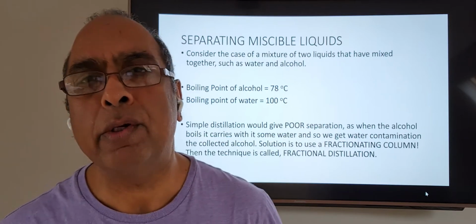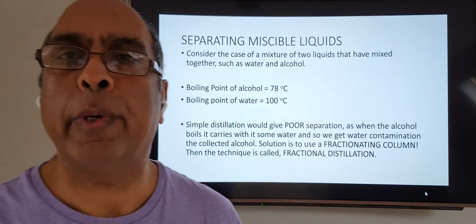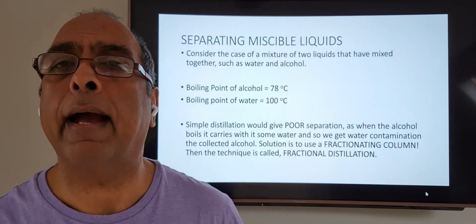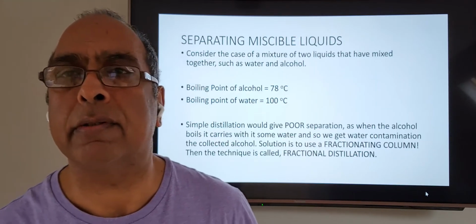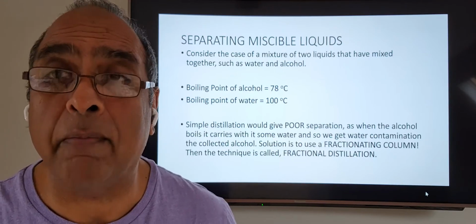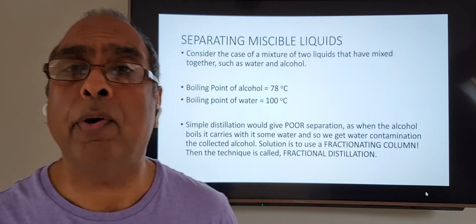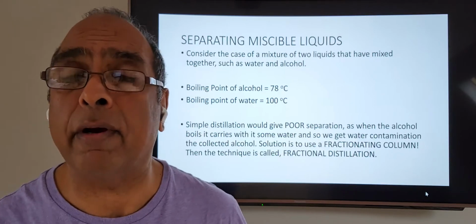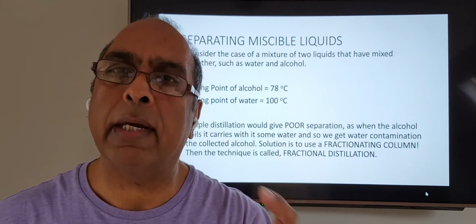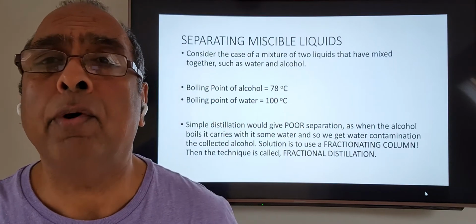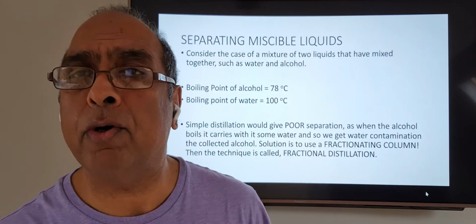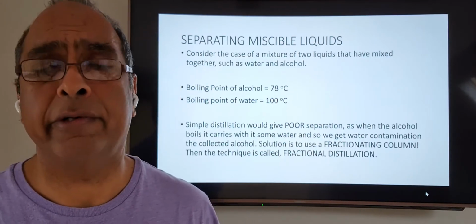Now, what we're going to use here is the differences in melting and boiling points. Actually, no, we're not going to use melting points at all. We're going to use boiling points. The drinking alcohol is called ethanol, and there are lots of alcohols. The boiling point of ethanol is 78 degrees, and the boiling point of pure water is 100 degrees.